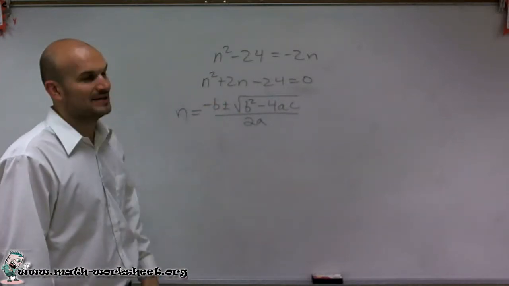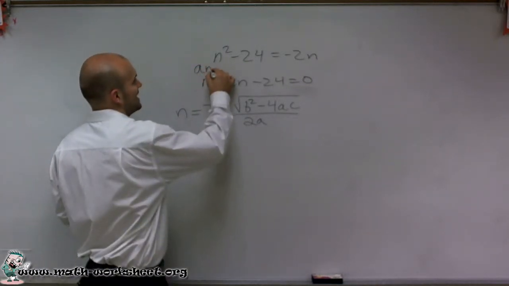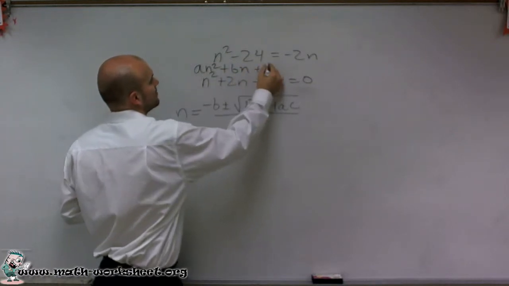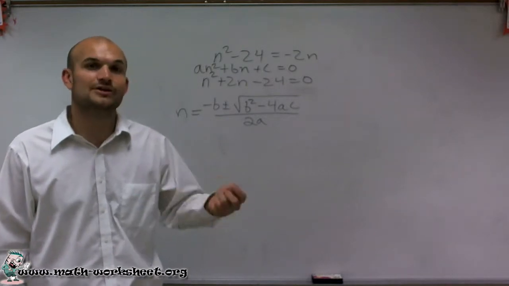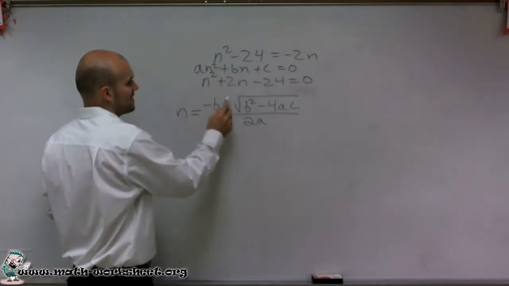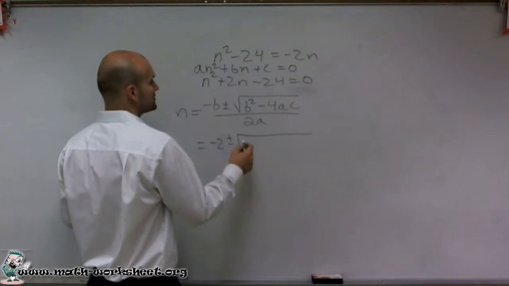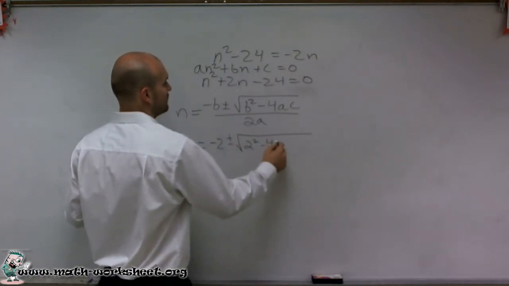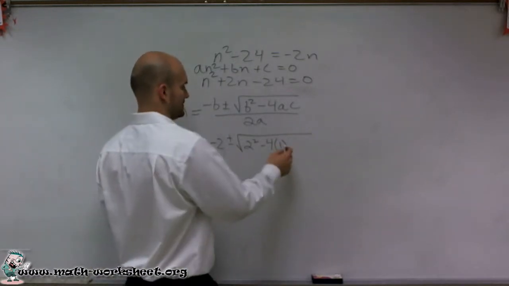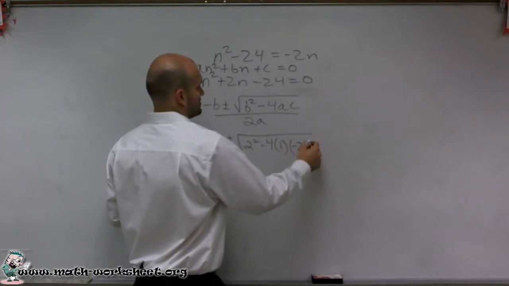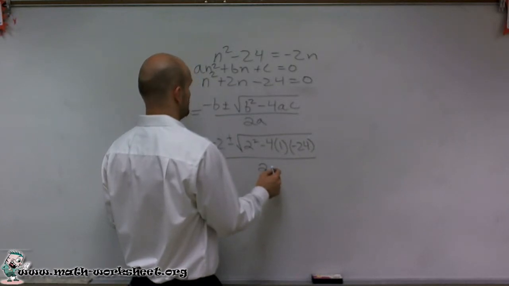Now, where did I get this a, b, and c? Well, those come from the quadratic form of an equation. Quadratic form is an squared plus bn plus c equals 0, where a, b, and c are your coefficients of your variables and real numbers. So in this case, my b is going to be 2. So to keep on solving this, I get negative 2 plus or minus the square root of 2 squared minus 4 times a, in this case, which is 1, times c, which is negative 24, all over 2 times a, which is 1.